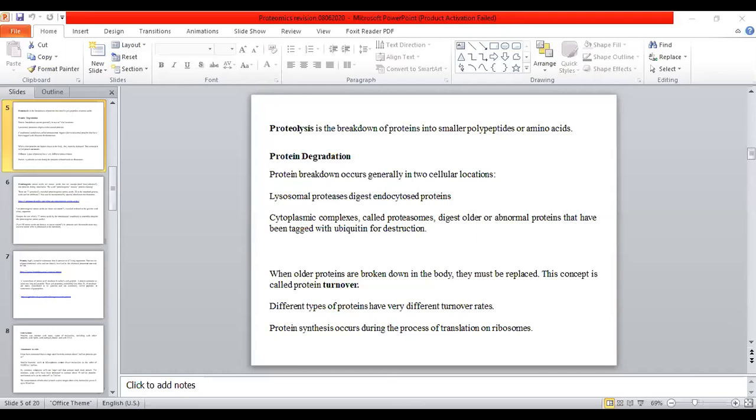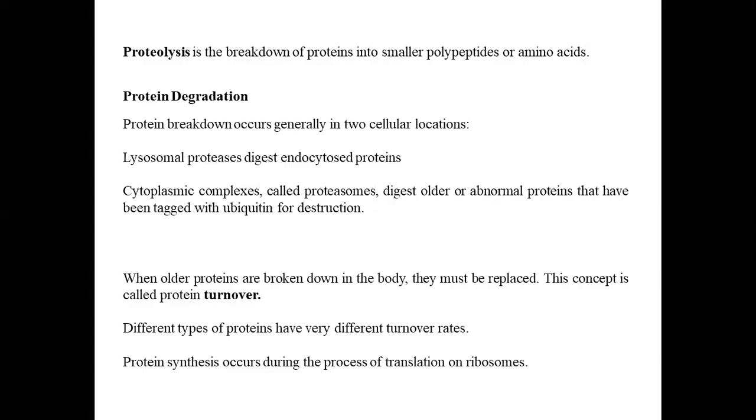Very good. Okay. So protein degradation is the degradation of proteins into amino acids for any functions or for other purposes. Protein degradation is very important. If we have too many proteins in a cell or in an organism, we don't need that. We just need a specific quantity of proteins. Same about protein turnover. The organism always carries out protein turnover. That is important, the number of proteins needed for the specific functions. That is known as protein turnover. When older proteins are broken down in the body, they must be replaced.